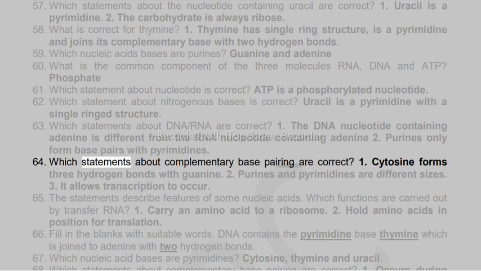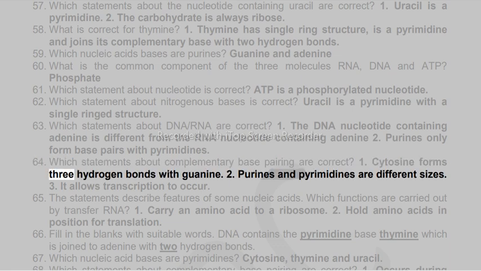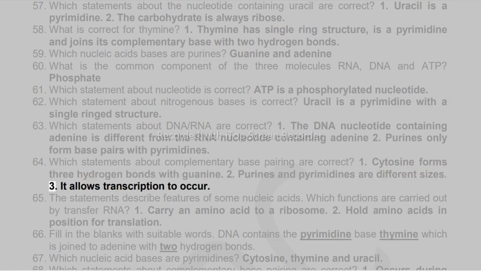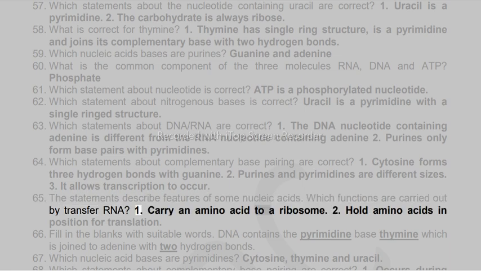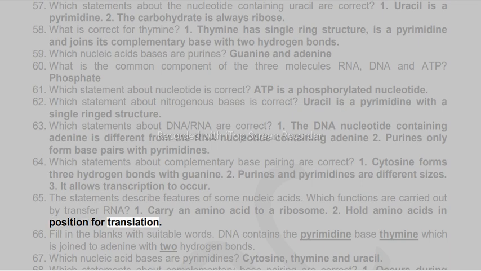64. Which statements about complementary base pairing are correct? 1. Cytosine forms 3 hydrogen bonds with guanine. 2. Purines and pyrimidines are different sizes. 3. It allows transcription to occur. 65. The statements describe features of some nucleic acids. Which functions are carried out by transfer RNA? 1. Carry an amino acid to a ribosome. 2. Hold amino acids in position for translation.